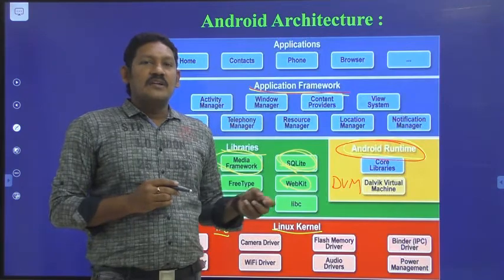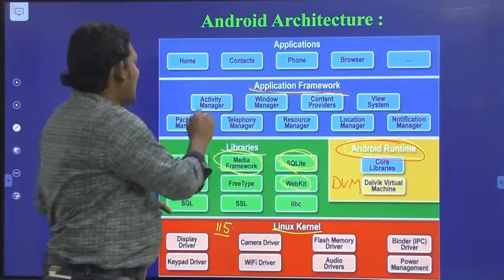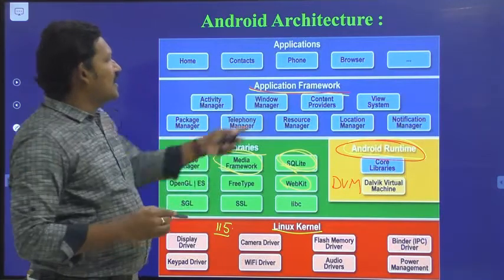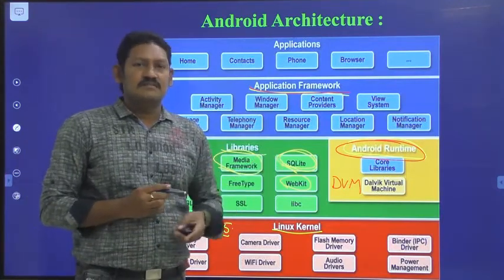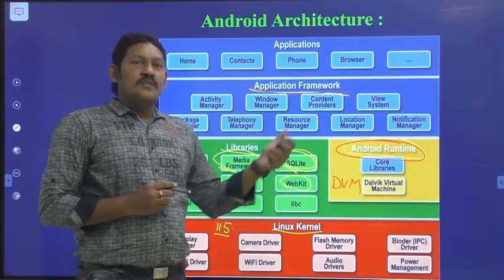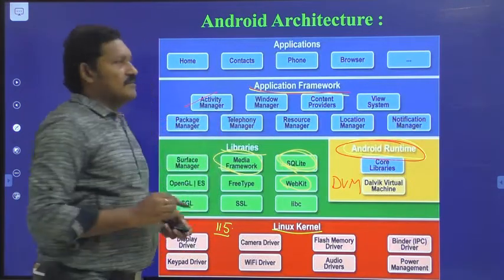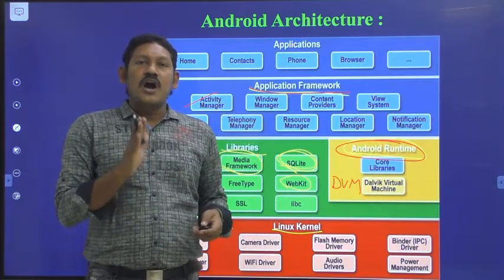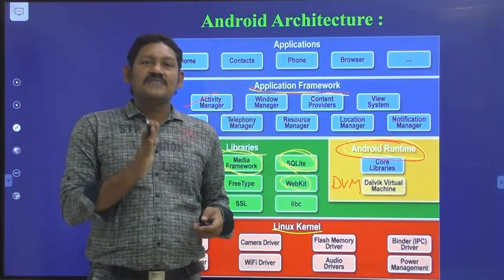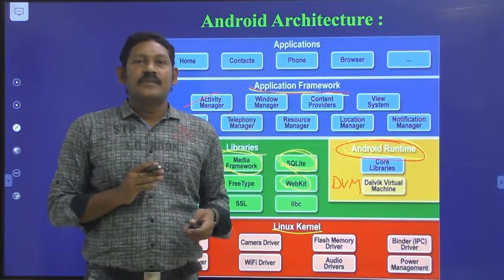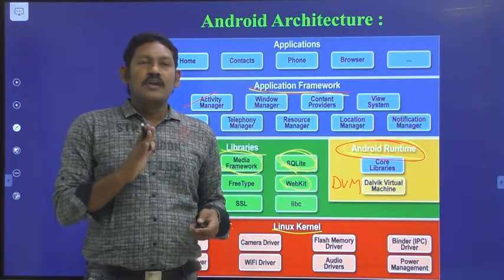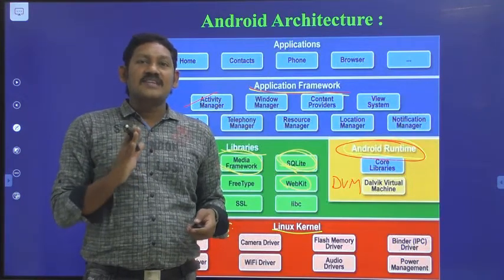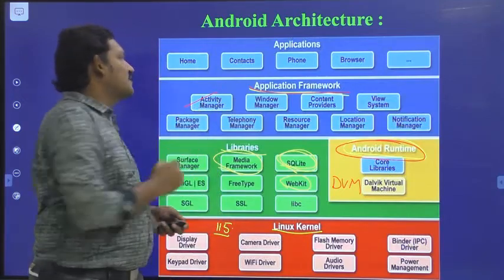So the Android framework includes things like activity manager, window manager, content provider, view system, etc. We will discuss some of these. If you see the activity manager, what is the use of activity manager? Activity manager controls all aspects of the application lifecycle and activity stack. That is the main purpose of activity manager.